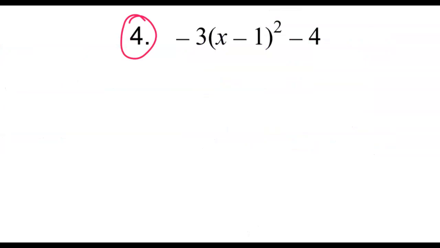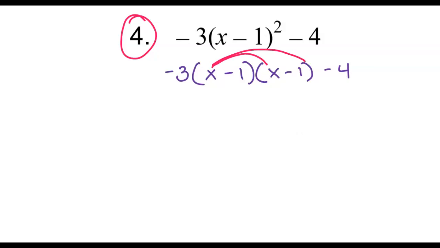All right. So on number 4, we have negative 3 times x minus 1 squared minus 4. What is step number 1 here? What should I have done first? Right. We need to square the x minus 1, meaning we're multiplying x minus 1 times x minus 1. Now I need to double distribute, or FOIL. I'm going to take that very first term, the x, and multiply it by everything in the second set of parentheses.